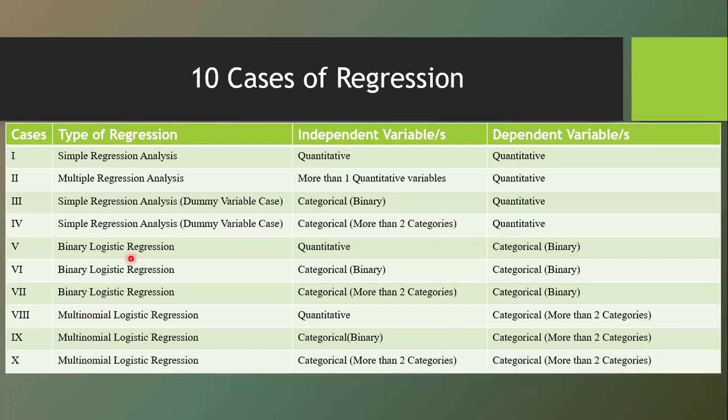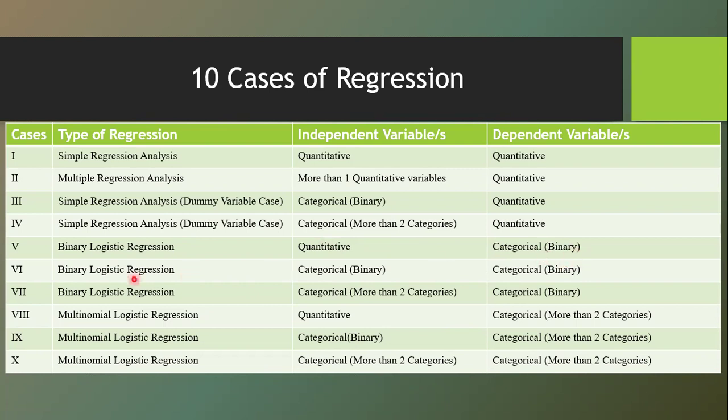In the same way, you may consider binary logistic regression, where your independent variable may be quantitative and your dependent variable may be binary. Whenever your dependent variable changes, you may need to change the whole procedure of your analysis. You may need to analyze your data in a more complicated way. So in case of binary logistic regression, your independent variable might be quantitative and your dependent variable might be categorical, like binary.